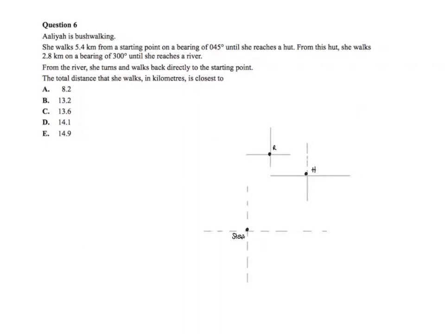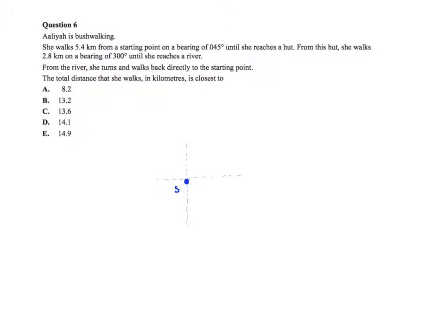Okay, so Aliyah is bushwalking. She walks 5.4 kilometers from a starting point on a bearing of 45. So once I see the starting point on my page, so in blue now, I'm going to do it like it was a blank page there. So in blue, they told me she's got a starting point, so I do my starting point. Then I know I've got a starting point, so very lightly I put a compass on my starting point, yeah? And I might just write S for start.